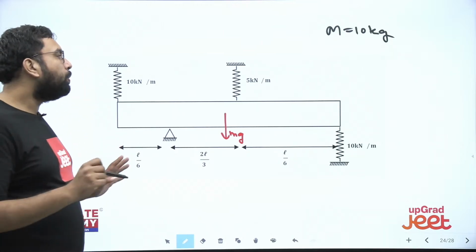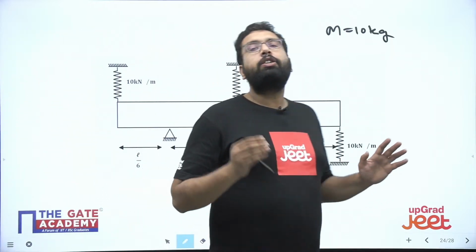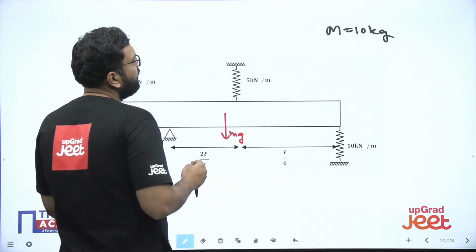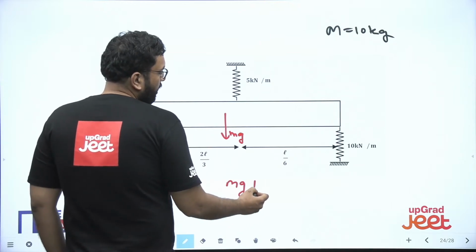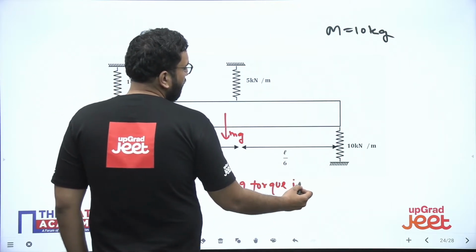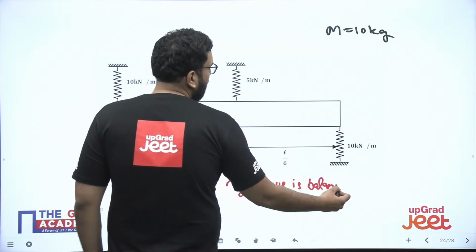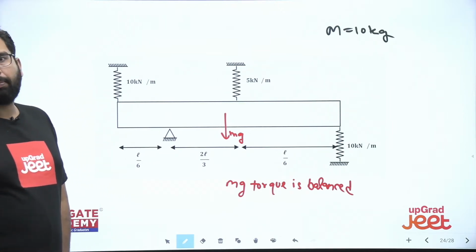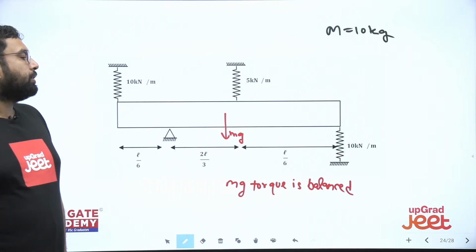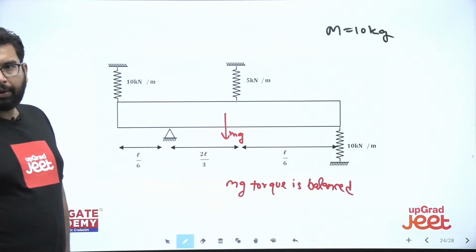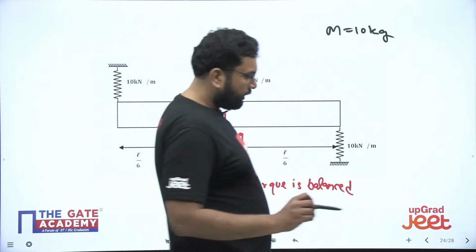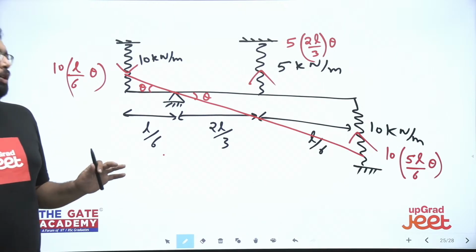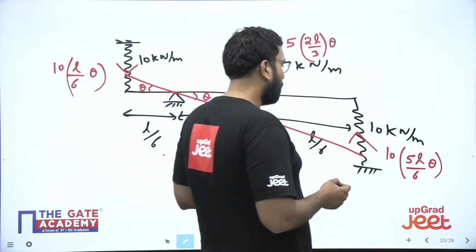So this mg moment will be balanced by the moment caused due to the initial displacements of the spring by virtue of this mg. So the mg torque is balanced already. Are you getting my point? Understood? So the point is, whenever you see a horizontal system, you do not have to take the mg torque. That's it. Now we have all the forces.